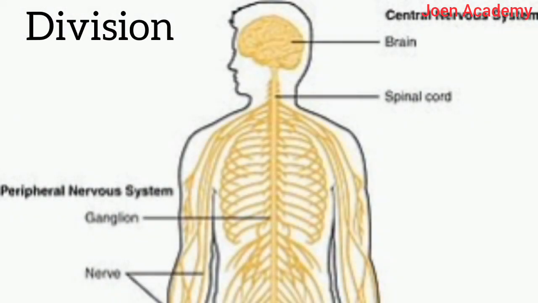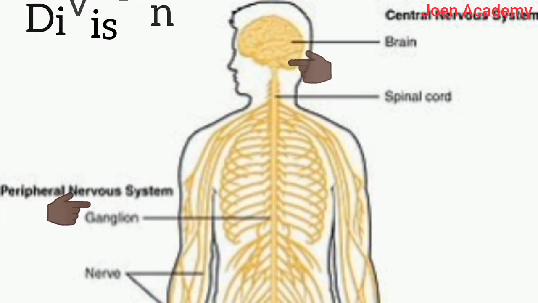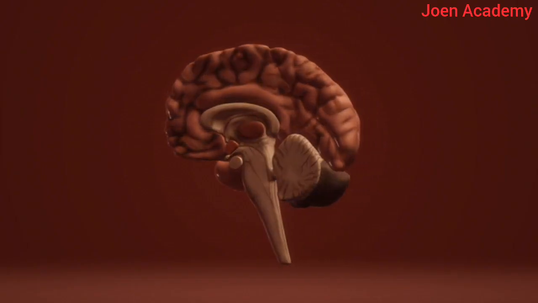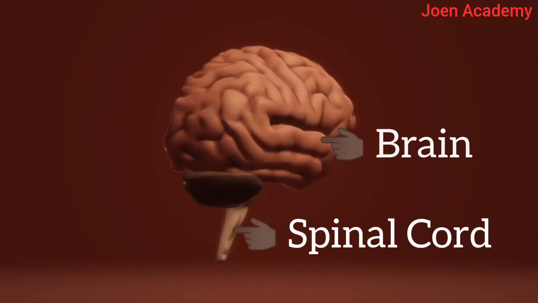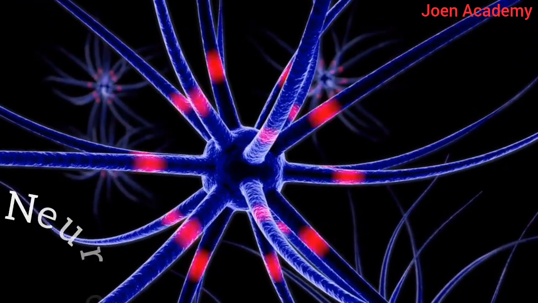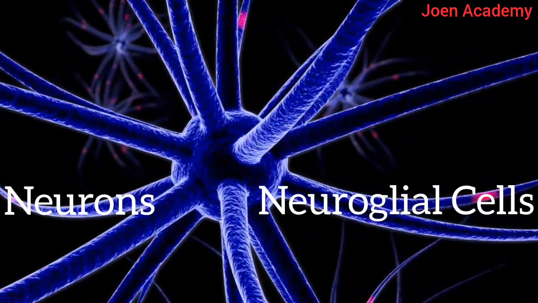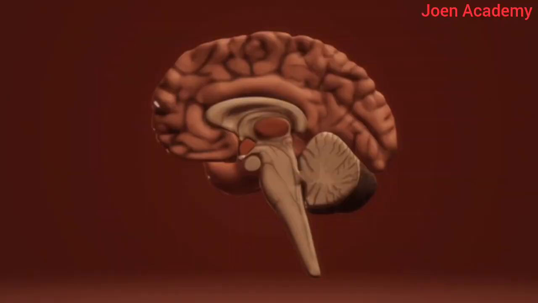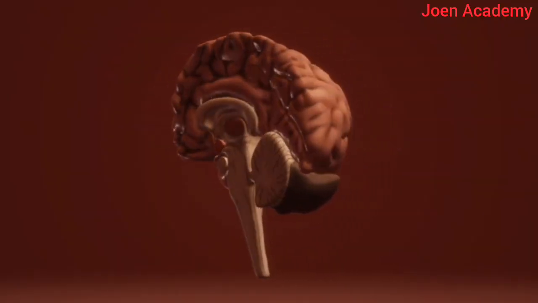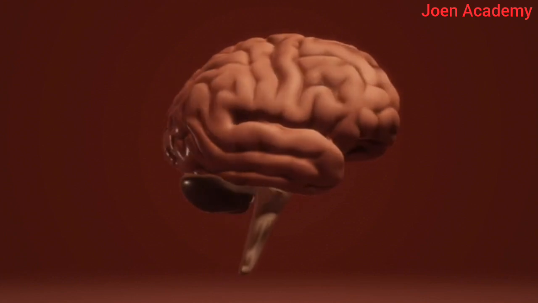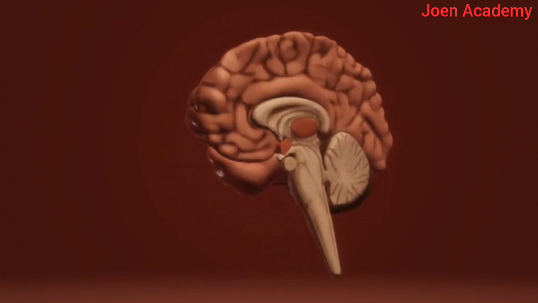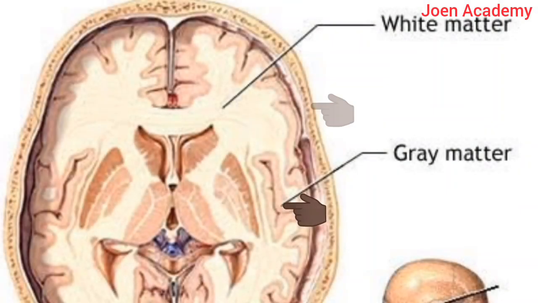Primarily, the nervous system is divided into two parts. We have the central nervous system and the peripheral nervous system. The central nervous system is made up of the brain and the spinal cord. It is actually formed by the neurons and the neuroglial cells. The neuroglial cells are just the supporting cells of the nervous system. So the structures of the brain and the spinal cord are actually arranged in two layers. We have the gray matter and the white matter.